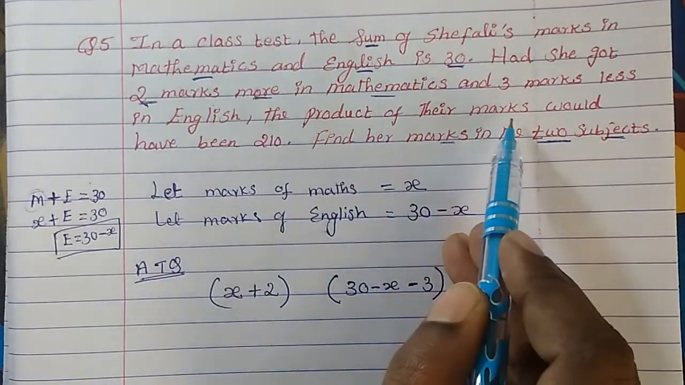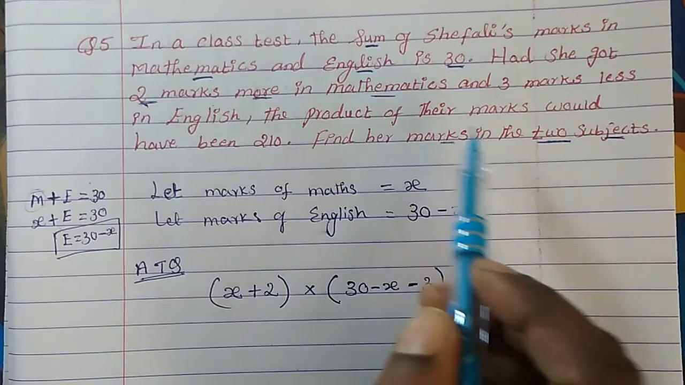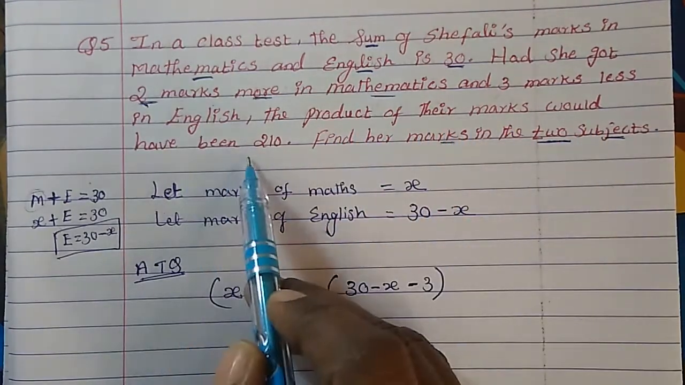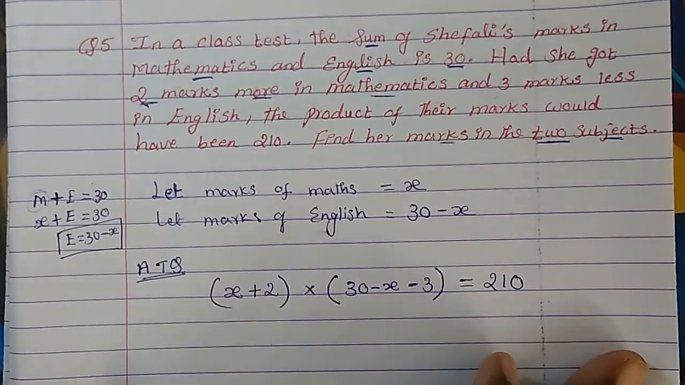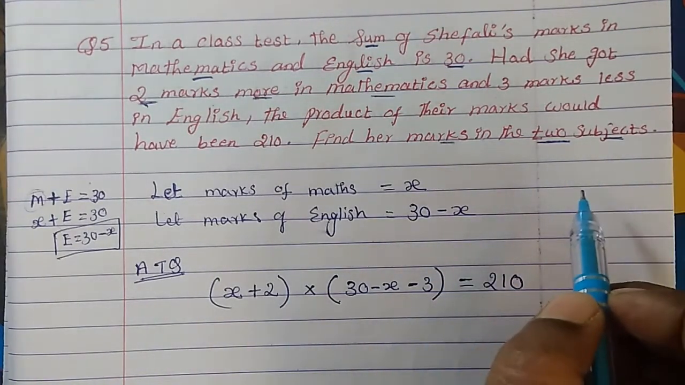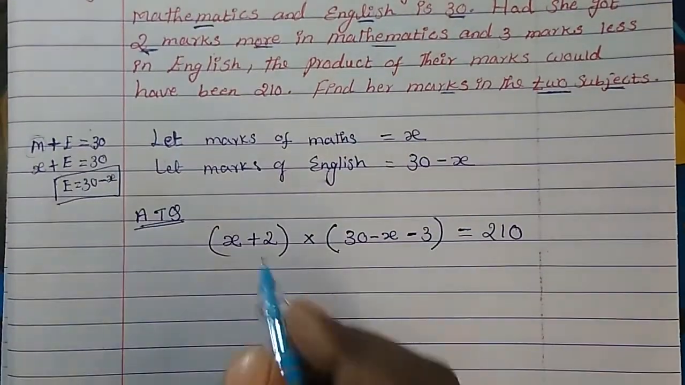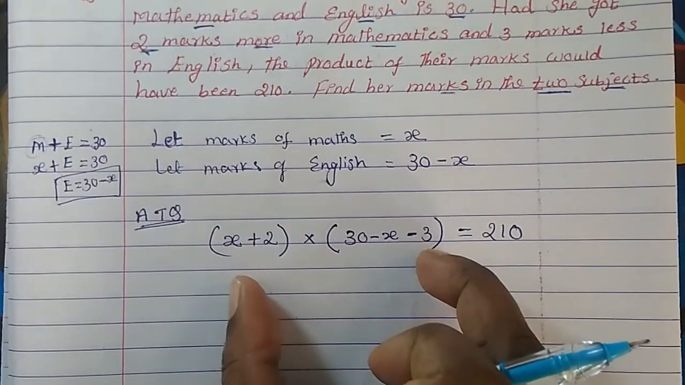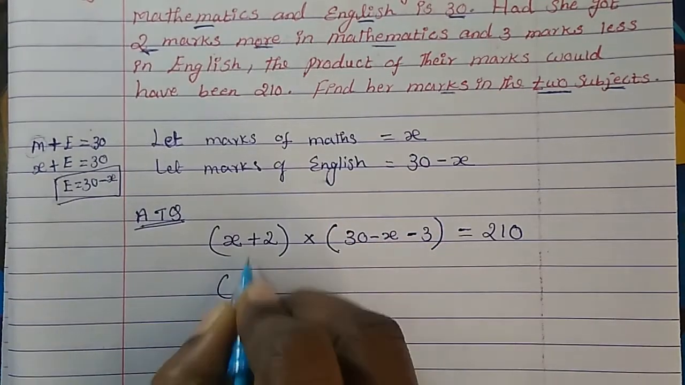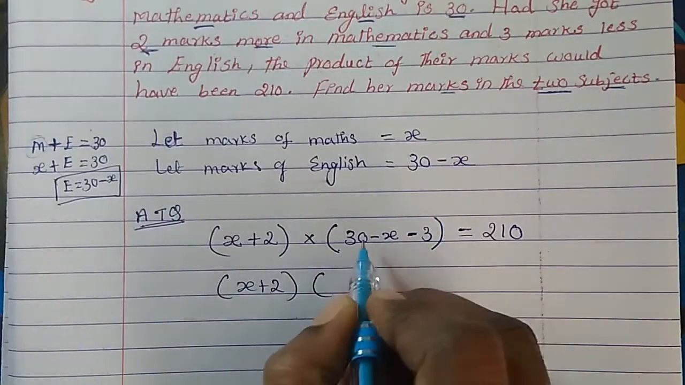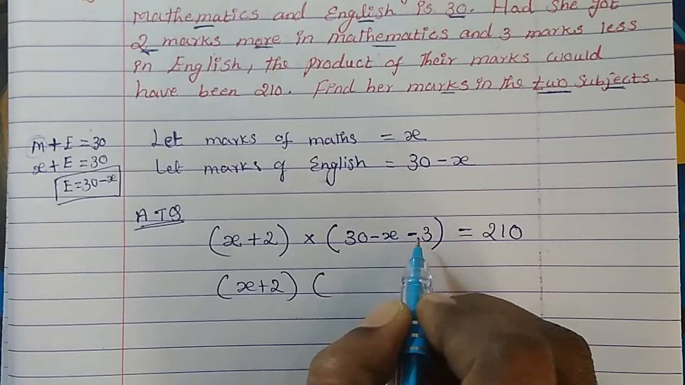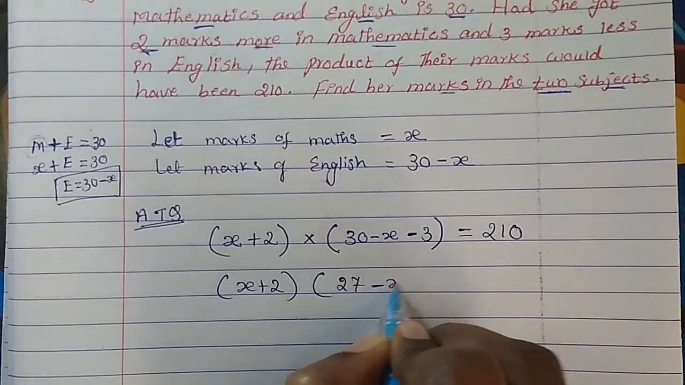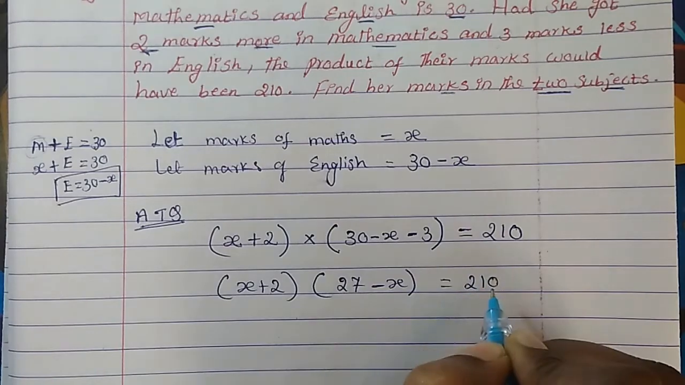Two marks more in maths and 3 marks less in English. The product of their marks, product means multiplication, would have been 210. So together it will be 210 if we multiply. This is according to the question. Now we have to find out the marks of the two subjects. So now let's solve this. Whenever you have two brackets, first you have to solve this. This is x plus 2, this is 30 minus x minus 3. From 30 you minus 3, we will get 27, and this times 210.